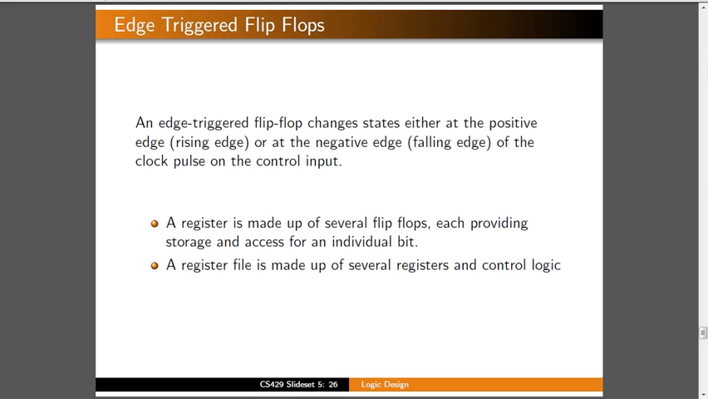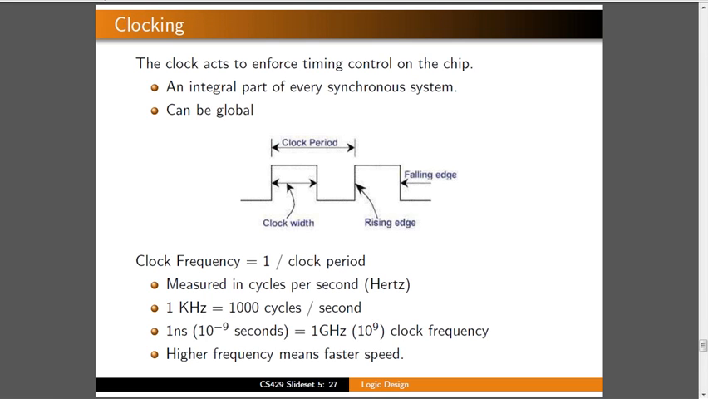A register is made up of several flip-flops, each providing storage and access for an individual bit. A register file is made up of several registers and control logic.